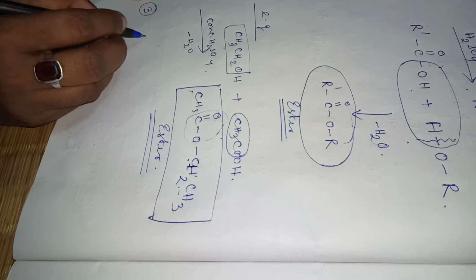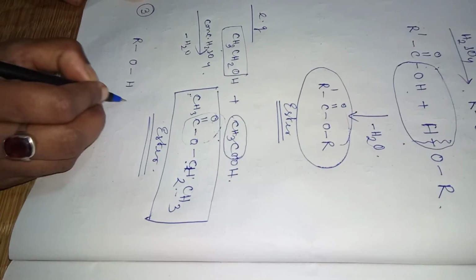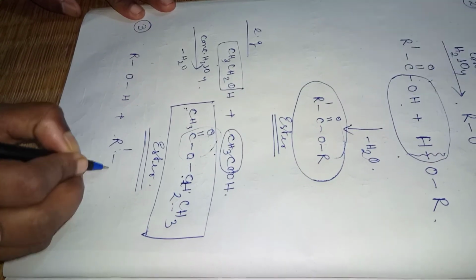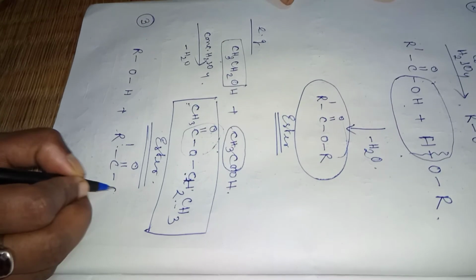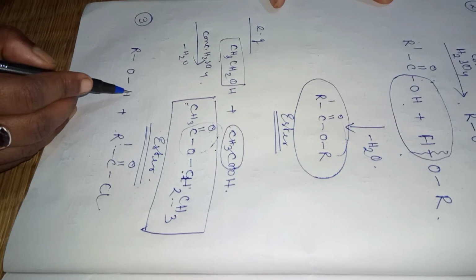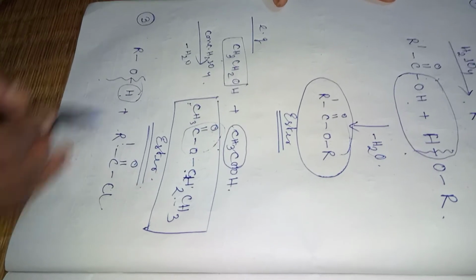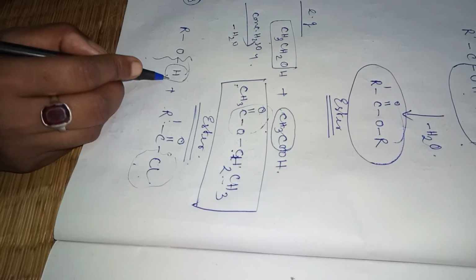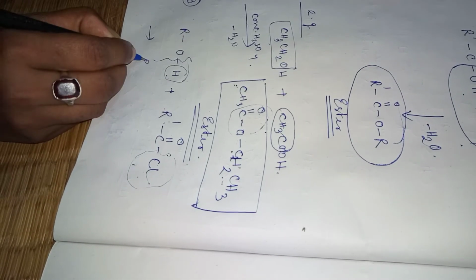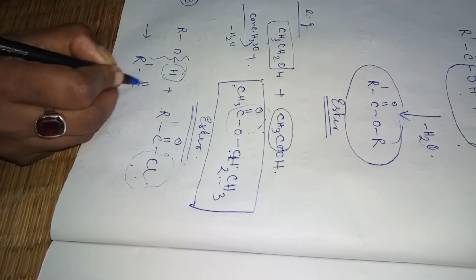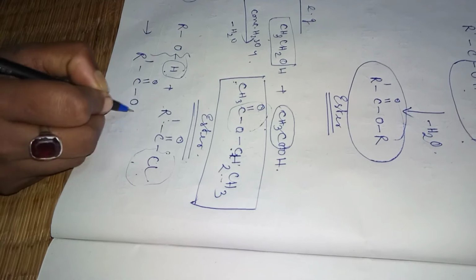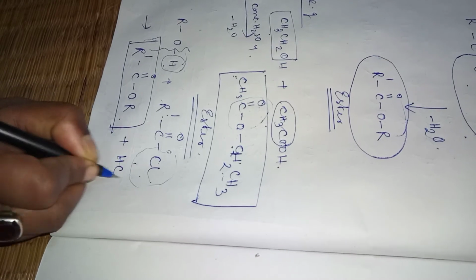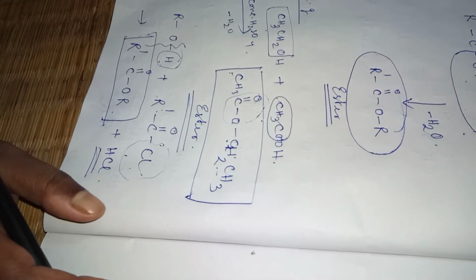What will happen if the alcohol reacts with the acyl chloride R dash COCl? Same thing, from here we will break this bond, that means H we are getting, and from there Cl minus will react with this H plus, and we will get R dash C double bond O single bond OR. Again this is ester, plus HCl will be formed. So in this case also we are getting the ester.